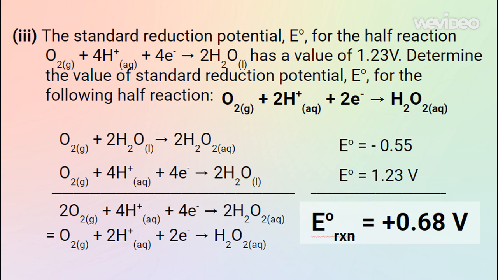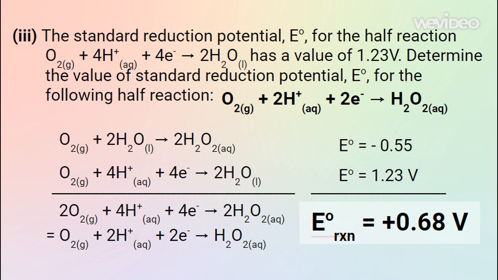Part 3 tells us the standard reduction potential for the half reaction O2 gas plus 4H+ aqueous plus 4 electrons yields 2H2O liquid has a value of 1.23 volts. With that, we must determine the value of the standard reduction potential for the following reaction, which is O2 gas plus 2H+ aqueous plus 2 electrons yields H2O2 aqueous.